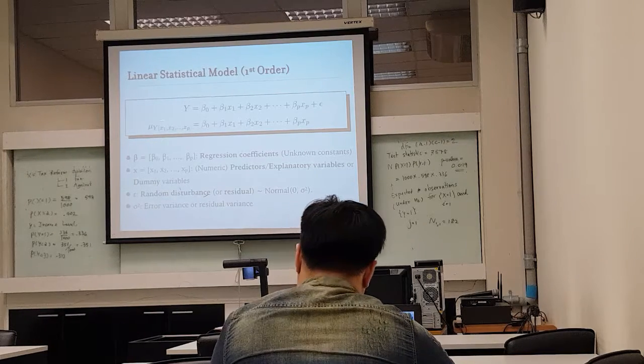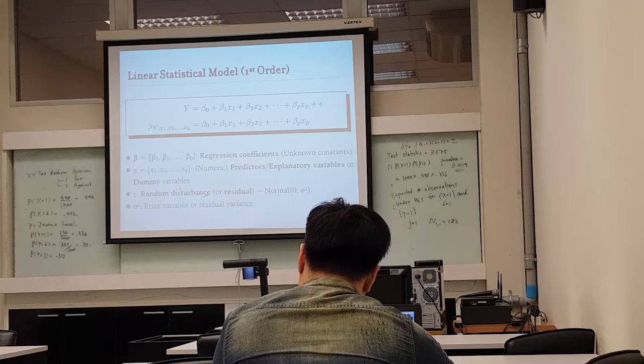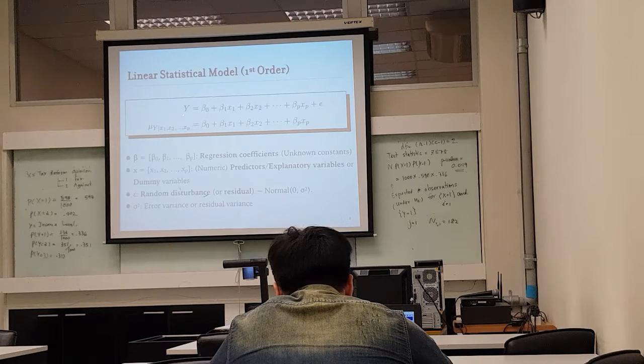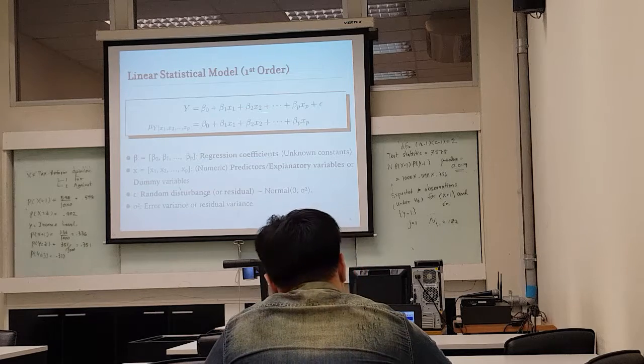And this one, mu y given x, is the average value of y. If you have this model, then the average value of y would be this term, because these are all scalar numbers, but epsilon is a random variable.